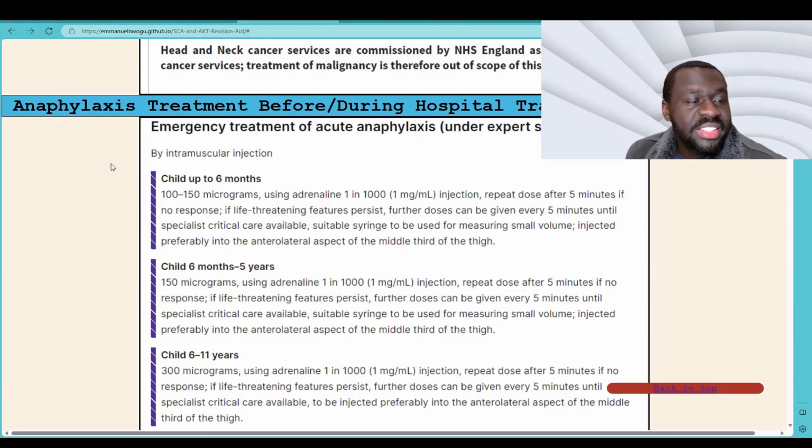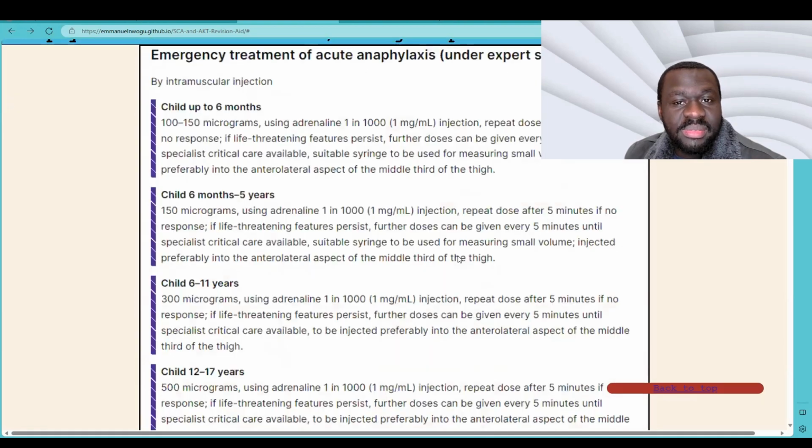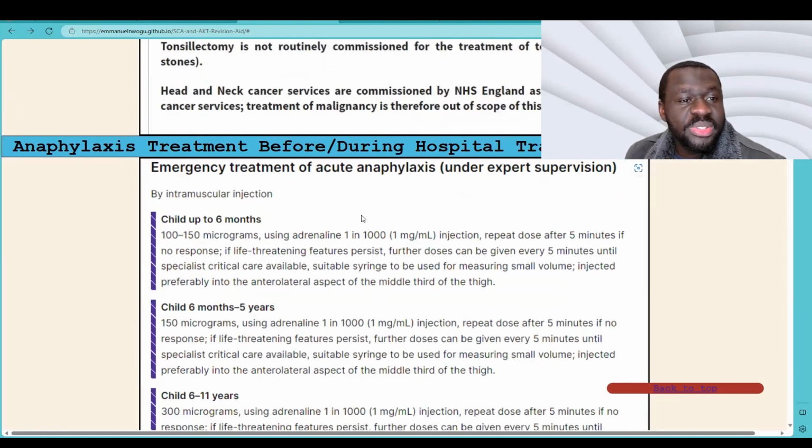So if we look at anaphylaxis treatment before hospital transfer, should we do that? Maybe we should continue from there.